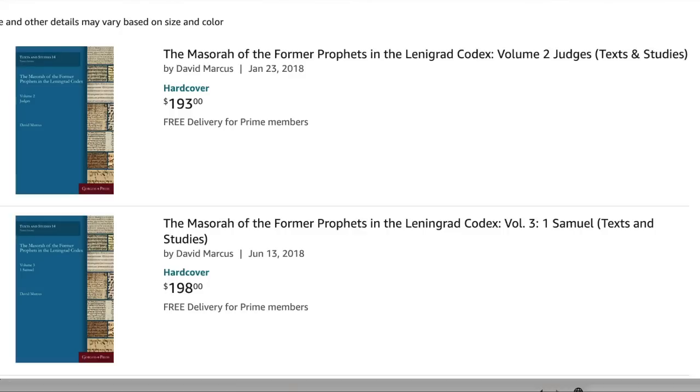Well, there's a series that is being published by David Marcus through Gorgias Press, the Masorah of the Former Prophets in the Leningrad Codex. And yes, it is pricey, so hopefully you can access it through your library. But in this series, David Marcus of Jewish Theological Seminary, who's also the lead Masorah editor for Biblia Hebraica Quinta, goes through the Masorah of the Former Prophets, doing what Dotan and Reich do, adding his own insights. And so if you can get your hands on those volumes, they can be very helpful in helping you to understand the Masorah.